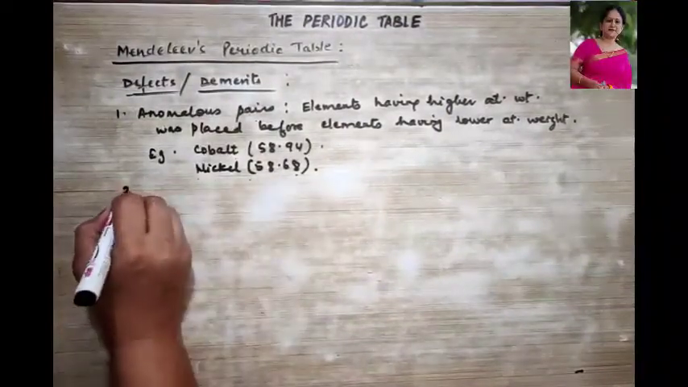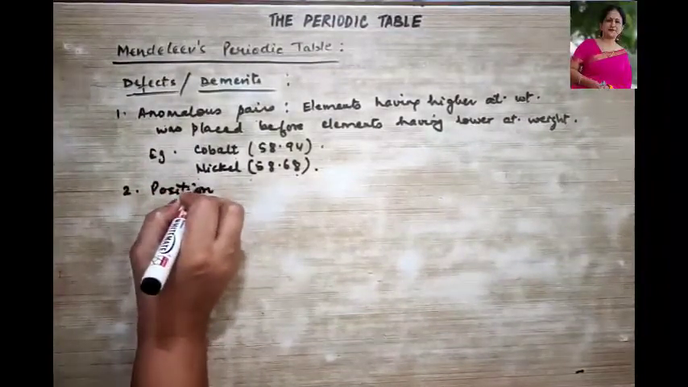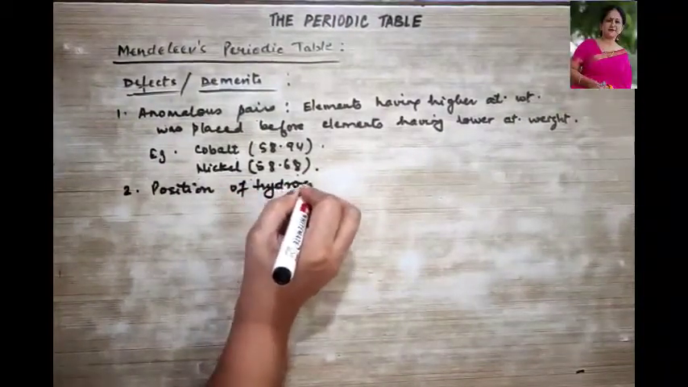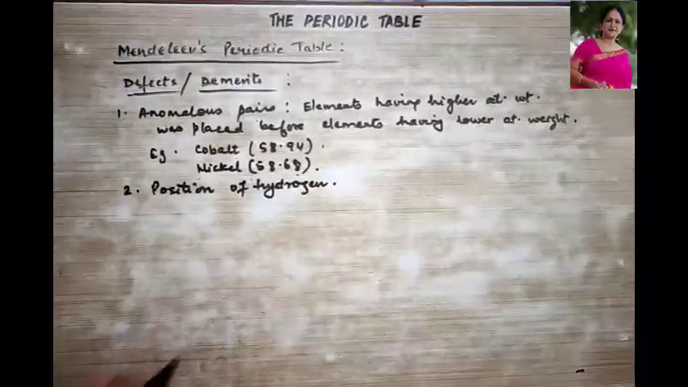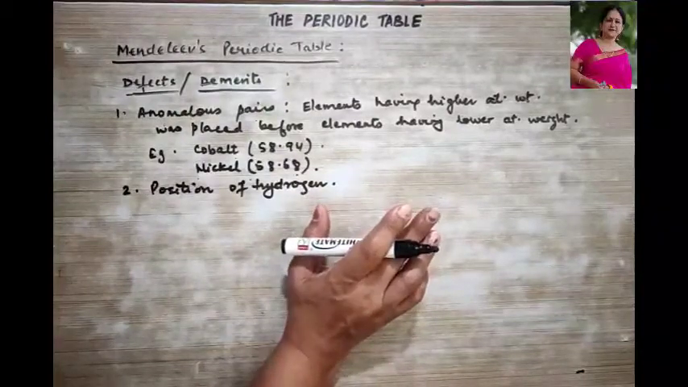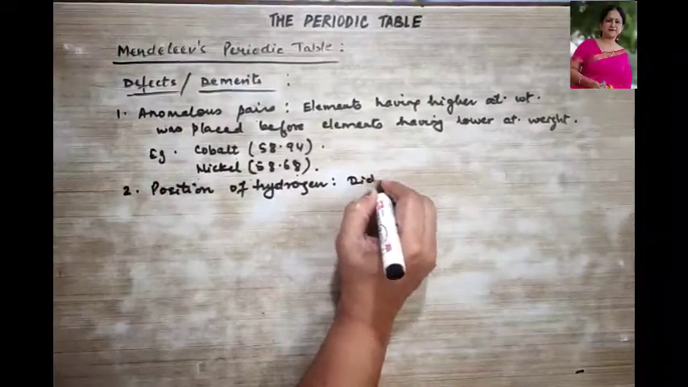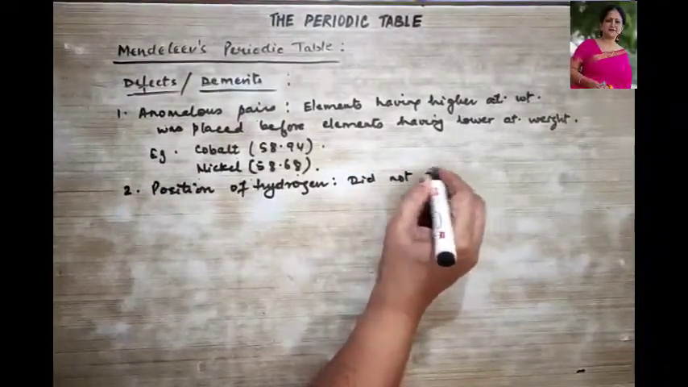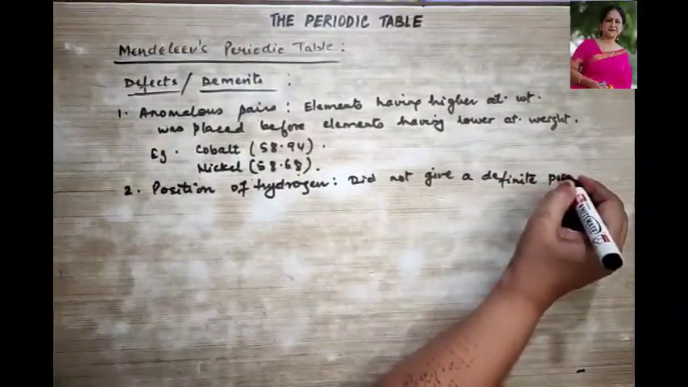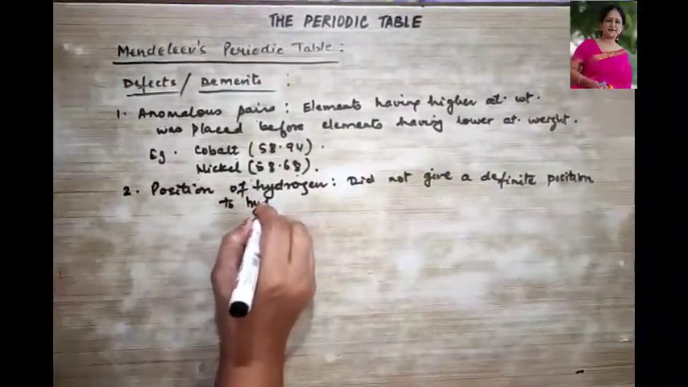Okay, then second point was the position of the hydrogen. He was unable to decide about the position of hydrogen. So he placed it on top, as the first element in the periodic table. So he did not give a definite position to hydrogen.